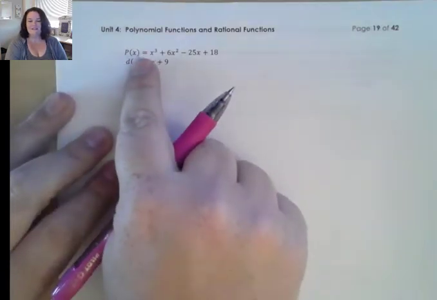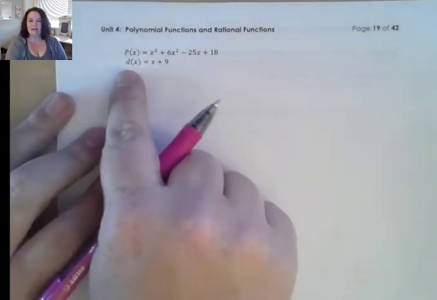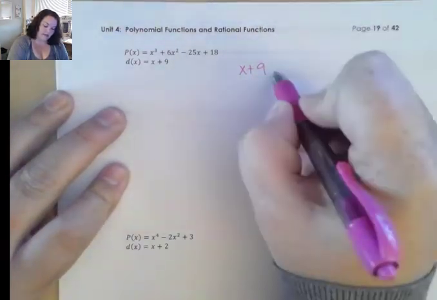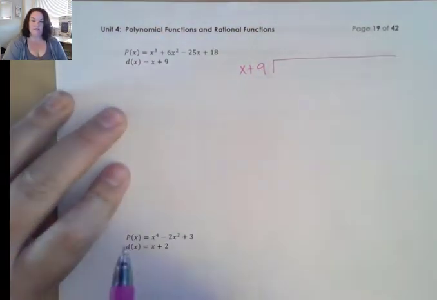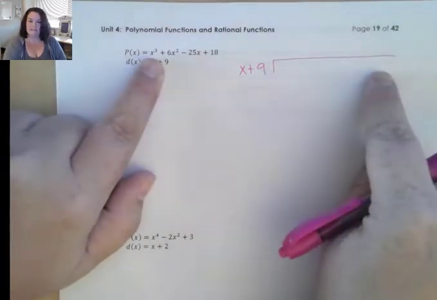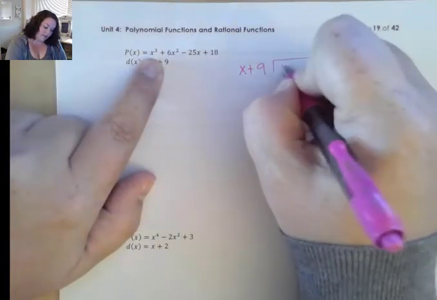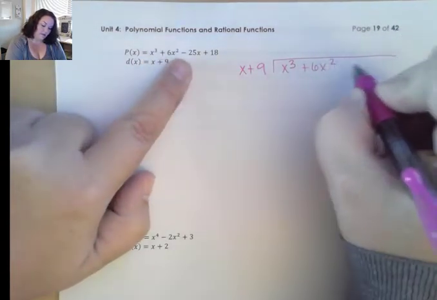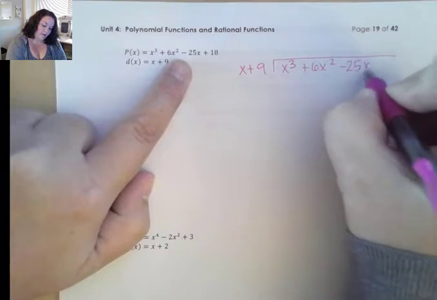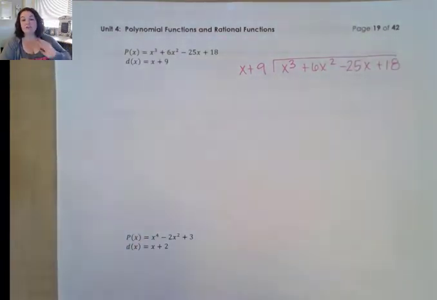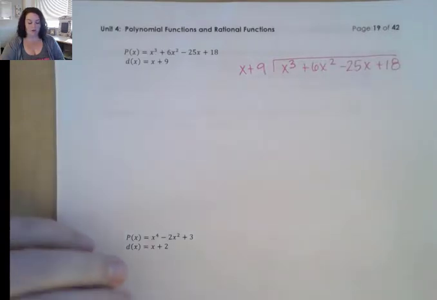All right, so here it's giving us our original polynomial and our divisor. So our divisor, x plus 9, goes outside our division house. And then our original polynomial, p of x, is what goes inside the division house. So we have an x cubed, then we need an x squared, which we have, then an x, which we have, and a constant term, which we have. So we're not missing any terms, so we're good to go ahead and start our long division.